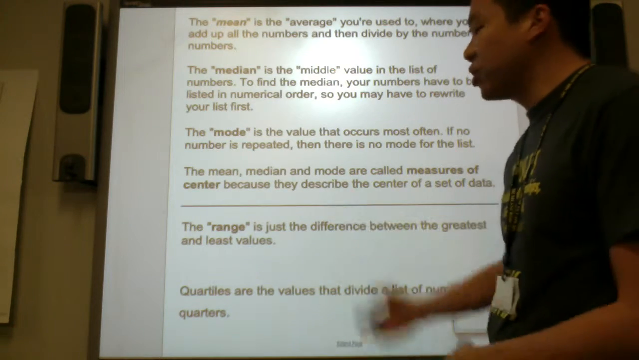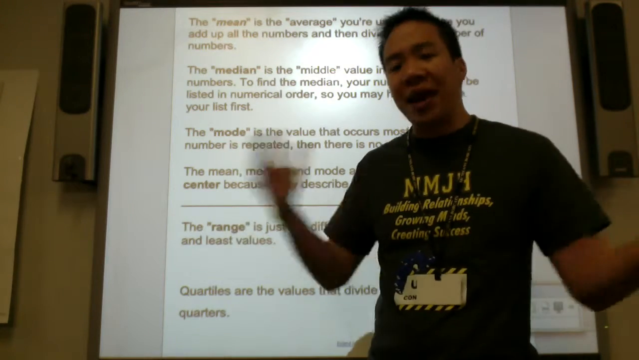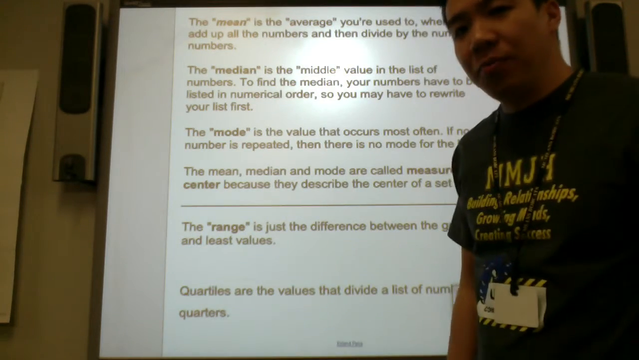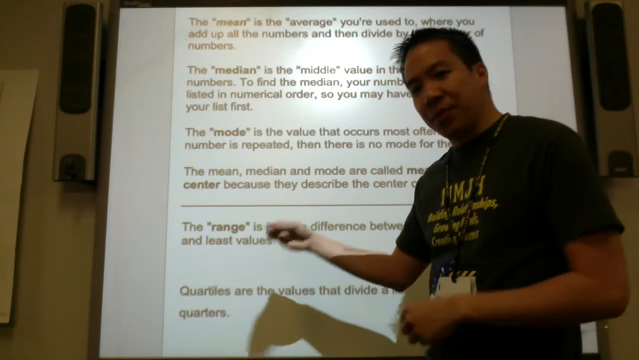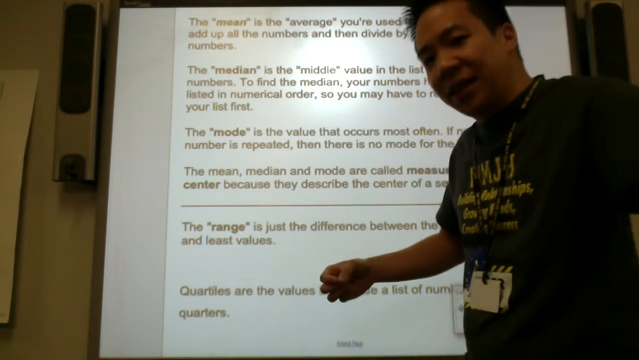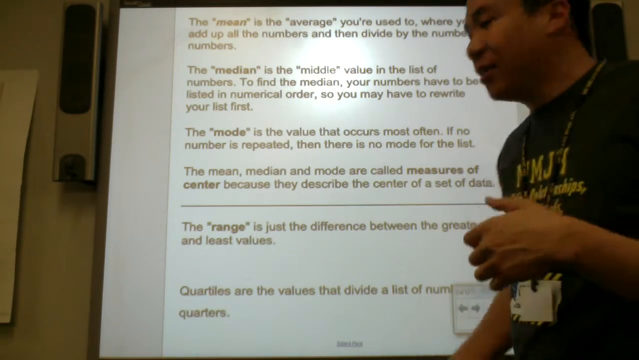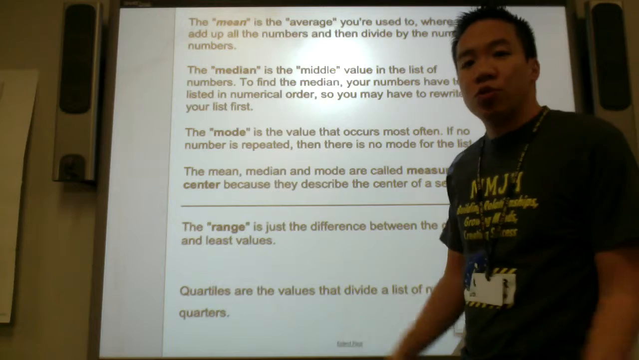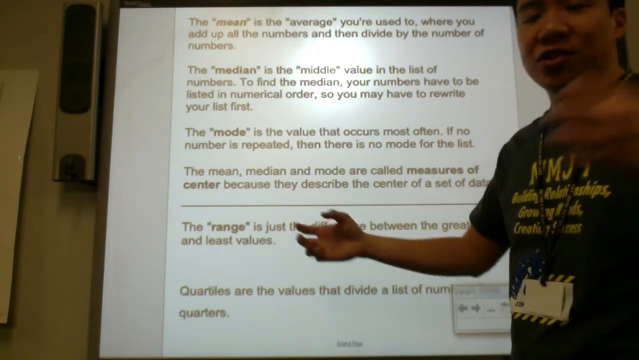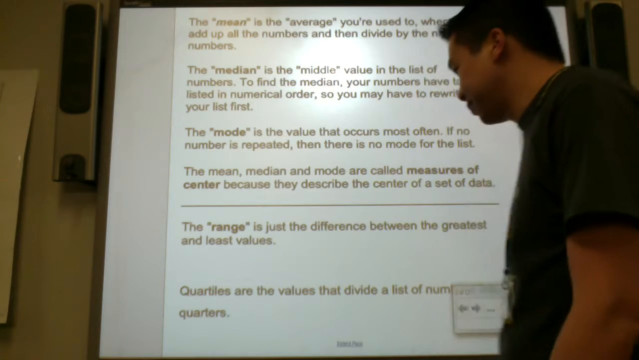So today we're going to be learning something called range. Range is another word for spread. It's how spread out the data is. So you find the minimum or the least, find the maximum or the greatest, and you're finding out how spread out it is from the least to the greatest. To find the spread, you subtract the maximum minus the minimum, or the greatest minus the least.